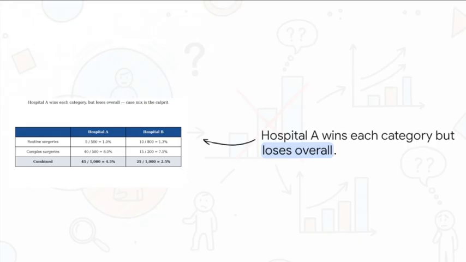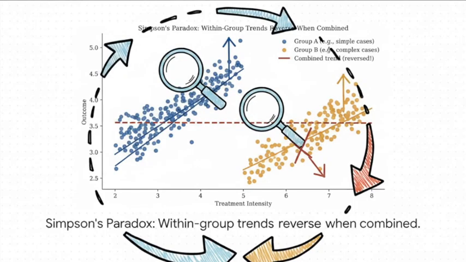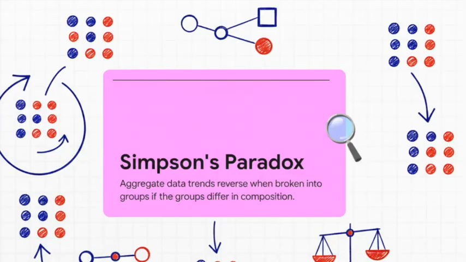The culprit here is case mix. Hospital A's aggregate looks worse because it treats much sicker patients on average, not because it provides worse care. We can conceptualize exactly how this inversion happens. If we plot out the data points for Group A and Group B, within each specific subgroup, the trend goes in one very clear direction. Outcomes increase as treatment intensity increases. But when those distinct subgroups are combined into a single aggregate, the trend reverses. That aggregate average creates a totally false narrative, simply because the subgroups differ fundamentally in their size and their relative baseline positions. This phenomenon is known as Simpson's paradox.